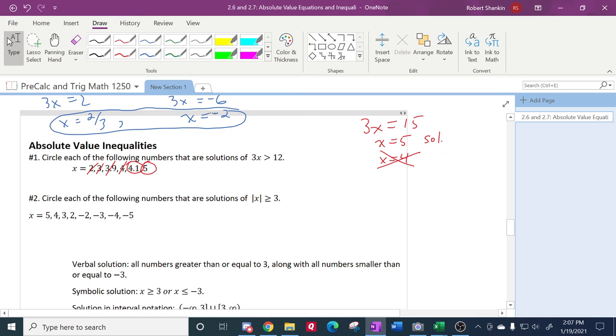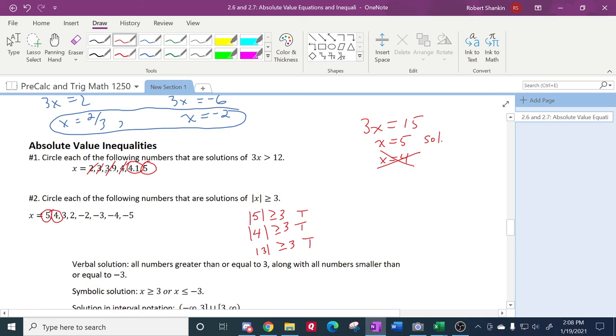Circle each of the following numbers that are solutions of absolute value of x is greater than or equal to 3. Let's plug in 5. If I plug in 5, I'm going to get the absolute value of 5 greater than or equal to 3, and that's true. So that's a solution. Let's plug in 4. Absolute value of 4 is 4, and that's greater than or equal to 3. That's true. Let's put in 3. Absolute value of 3 is 3, and that's greater than or equal to 3. That's also true.